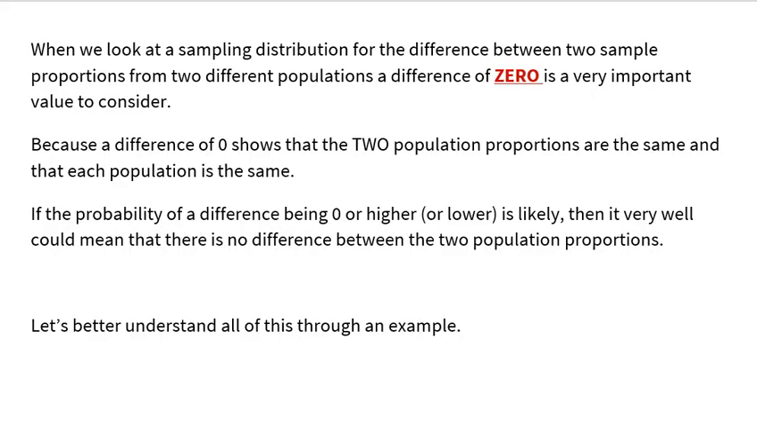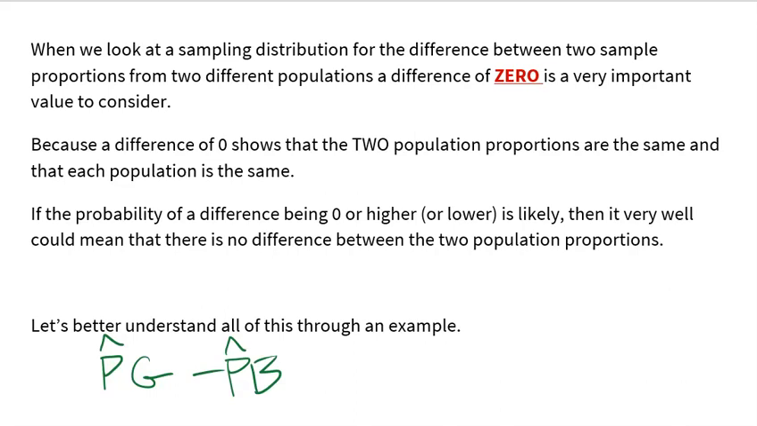Now, I do want to mention one more time this idea of 0. Why is 0 such an important number when you're looking at the difference between two things? Because if you're looking at the difference, and again, I'll use my example of girls minus boys, or the proportion of girls in a sample versus the proportion of boys in a sample, 0 is an important number, right? Because 0 is when they would be tied.